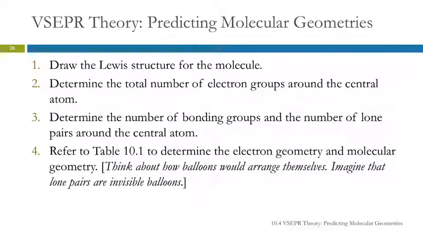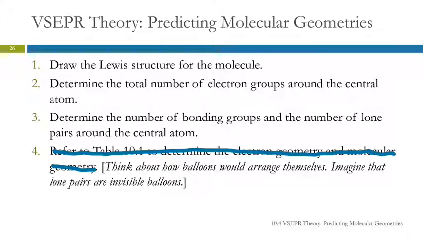So these are the instructions from your book for how to determine or predict molecular geometries. Draw the Lewis structure, determine the total number of electron groups, determine the number of bonding groups, and the number of lone pairs. I'm all good with that. Number 4. Seriously? Refer to table 10.1. No. Because I'm not going to give you table 10.1 on an exam. So how's that going to help?